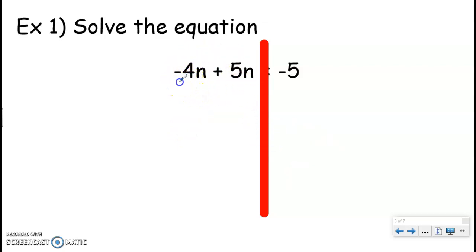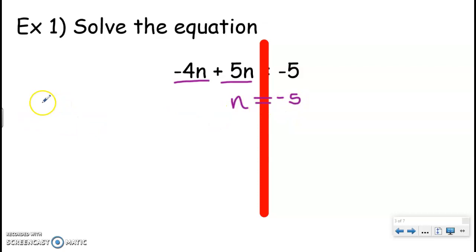any like terms. So you'll notice I have negative 4n and positive 5n. Since they're like terms, I can combine them together. So negative 4 plus 5 is 1n, or just n. On the right side, I can't do anything to simplify, so I'm actually finished there.